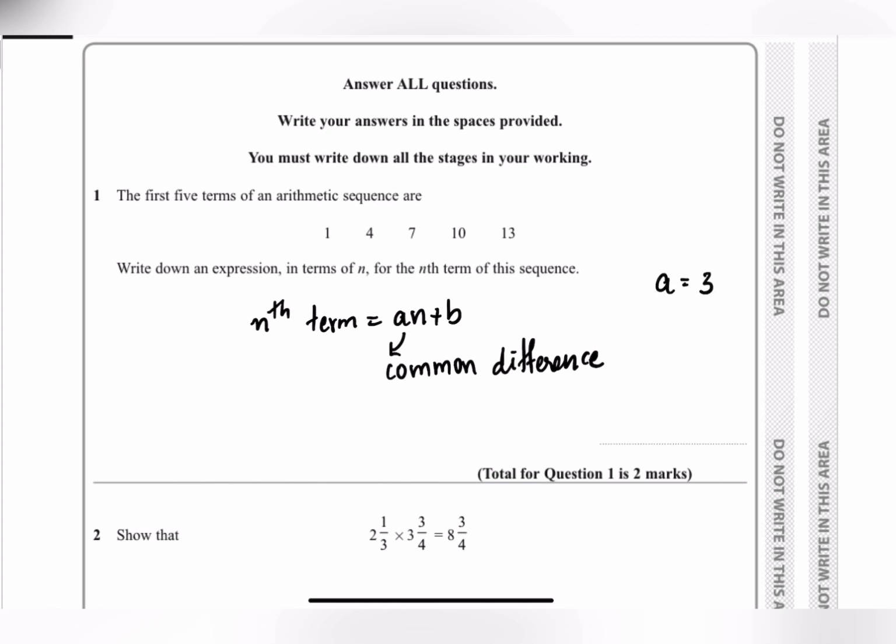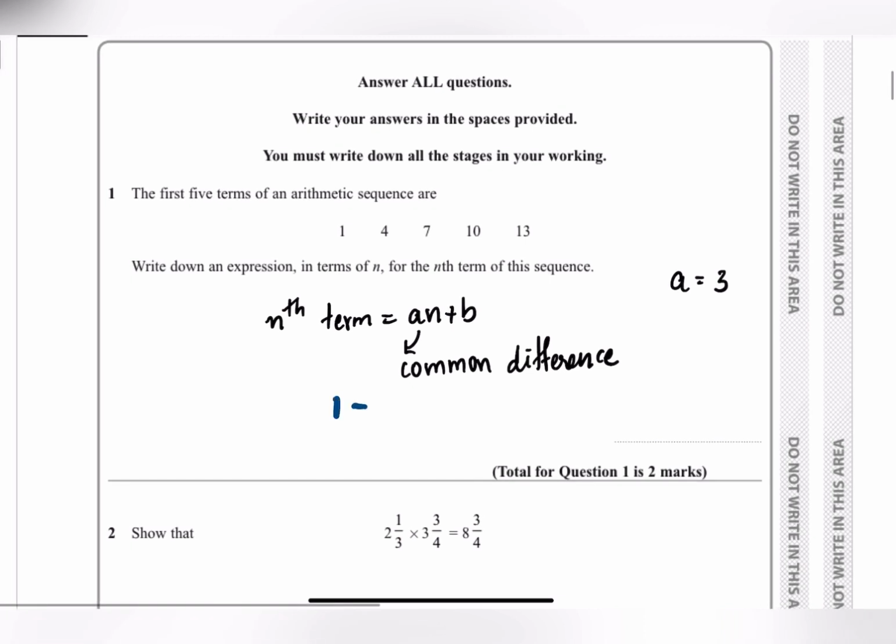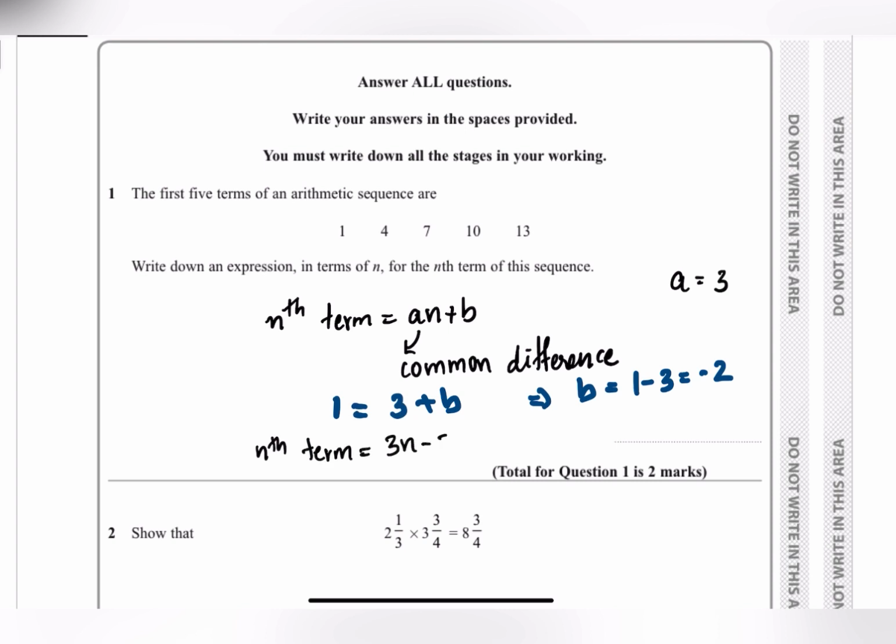Now, in order to find b, we put 1 in each of these terms. So when you put n as 1, you will get 1 equals 3 plus b, which means b equals 1 minus 3, which is minus 2. So you can say nth term equals 3n minus 2. So that is the answer.